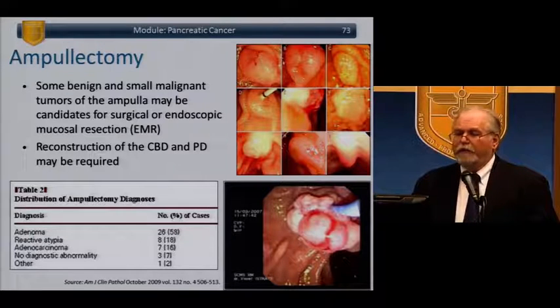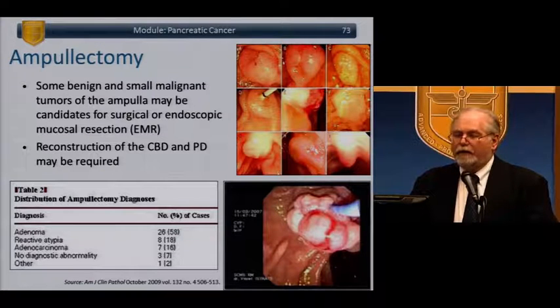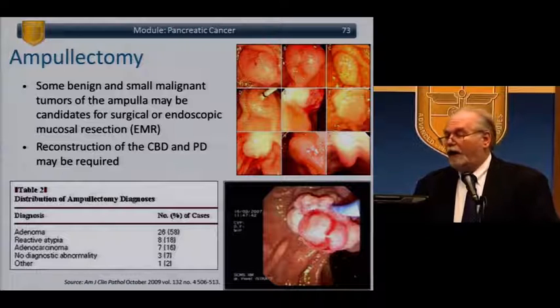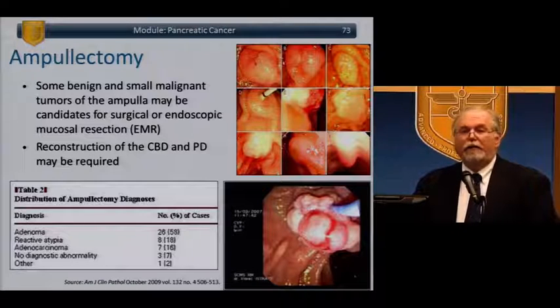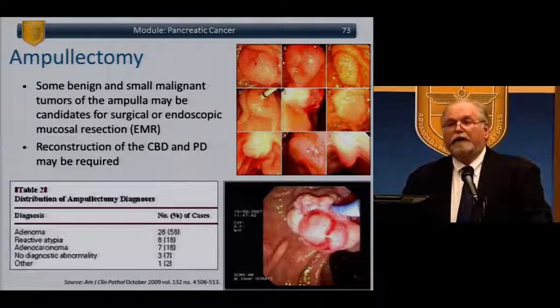Ampulectomy is for tumors of the ampulla. Some benign and small malignant tumors can be removed by endoscopic mucosal resection or surgical ampulectomy. Reconstruction of the common duct and pancreatic duct transduodenally may be required. But many of the more advanced endoscopists are comfortable doing endoscopic mucosal resection of the ampulla. They usually stent both the pancreatic and common bile duct first, prior to that, in order to maintain their continuity.